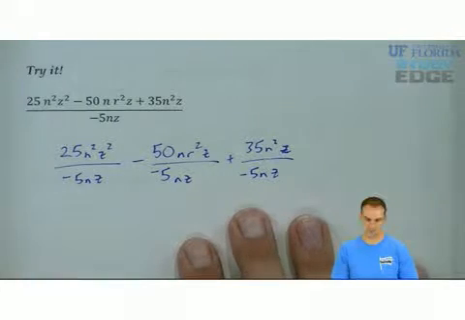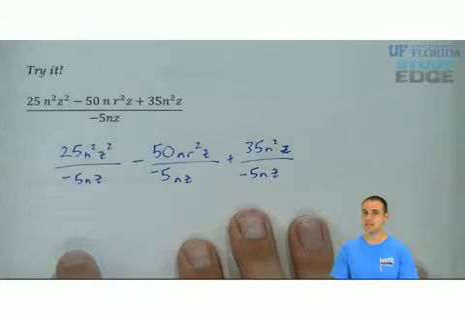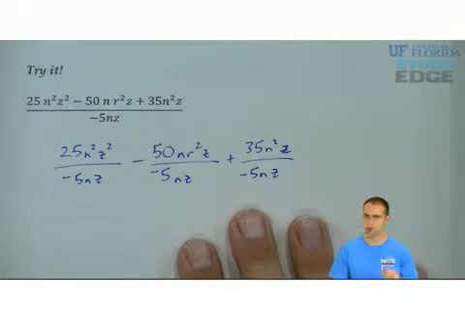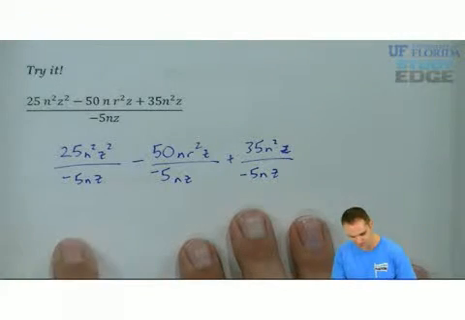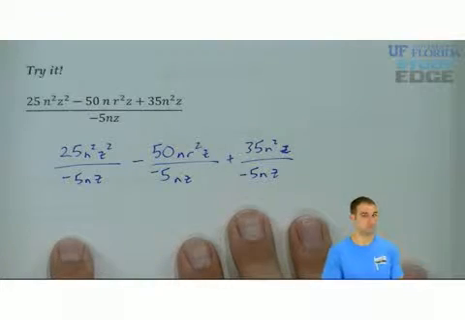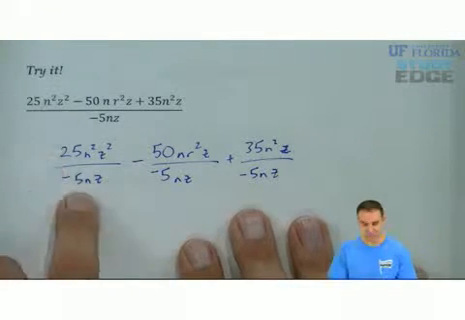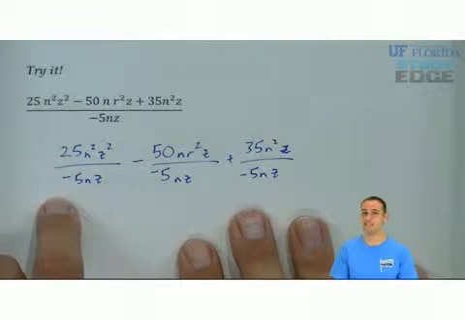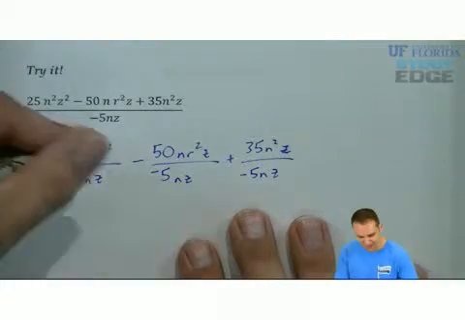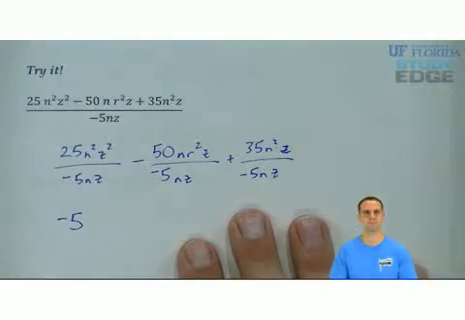So here we go. 25 over negative 5. And if you need to, pause for a second if you didn't already have that written down. Pause it, write that all down. 25 over negative 5. Positive over negative is negative. 25 over 5 will give you negative 5.